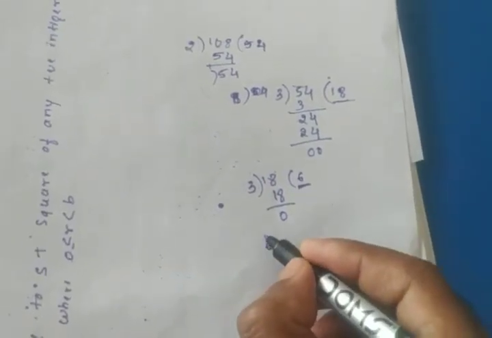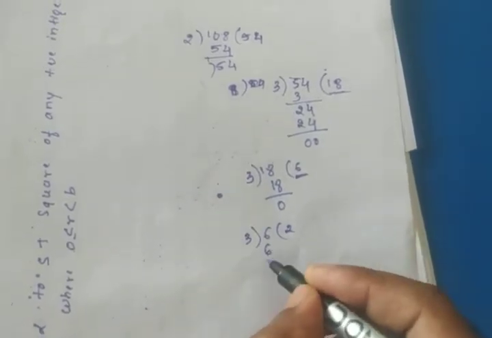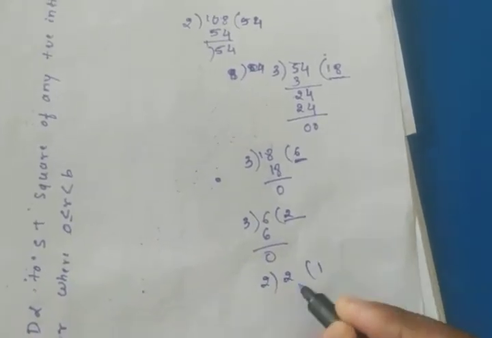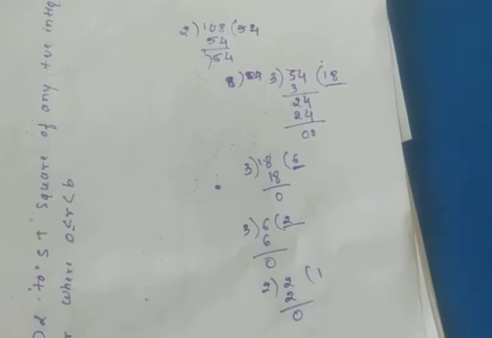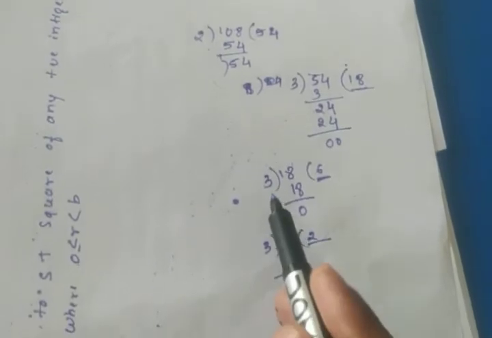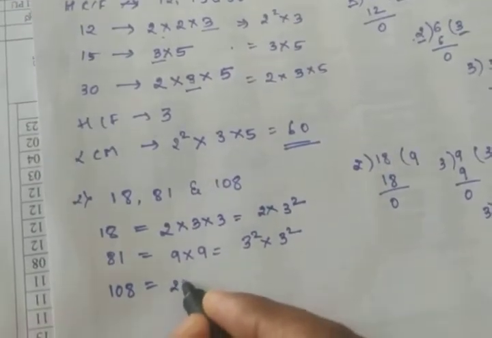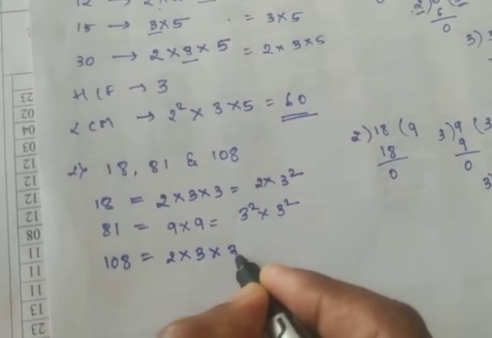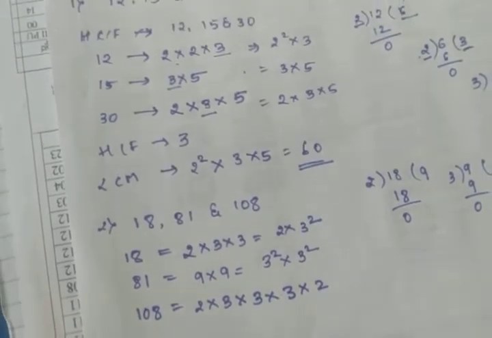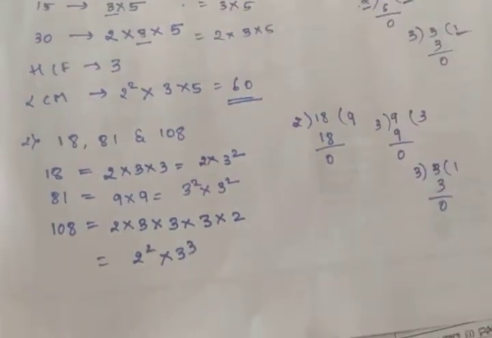Again 6 is divisible by 3. 3 twos are 6. Again 0. The quotient is up to 1. Again 2 is divisible by itself. That is again the remainder is 0. So what are the multiples? 2 into 3 into 3 into 3 into 2. It means we can write this as 2 square into 3 cube.